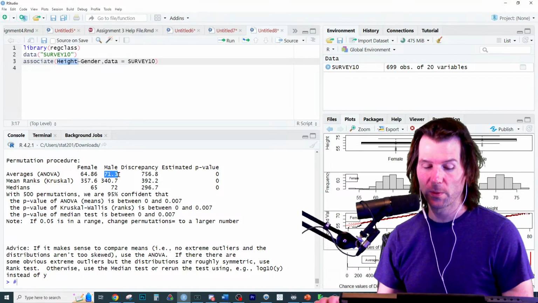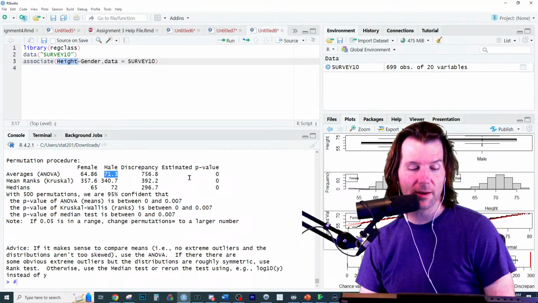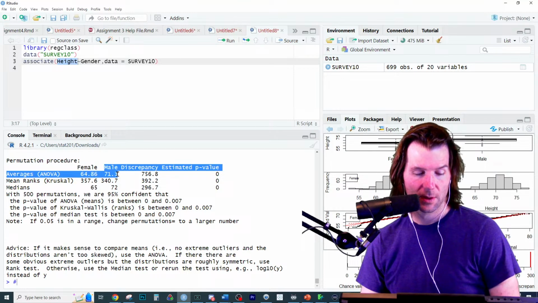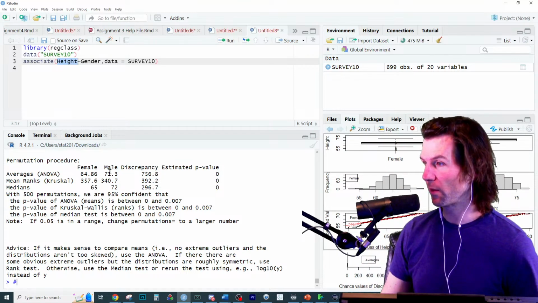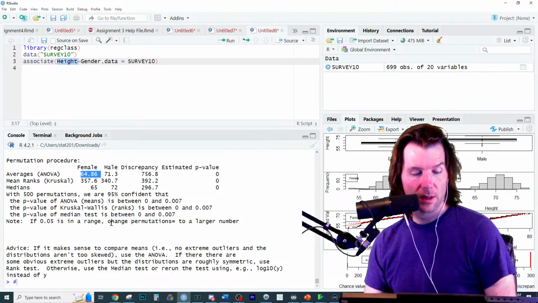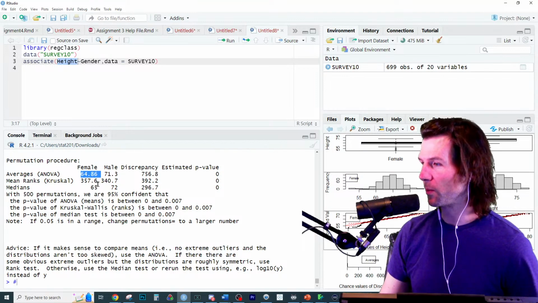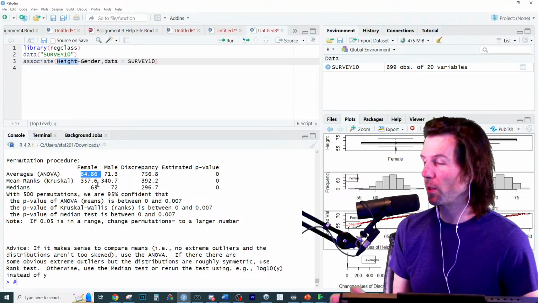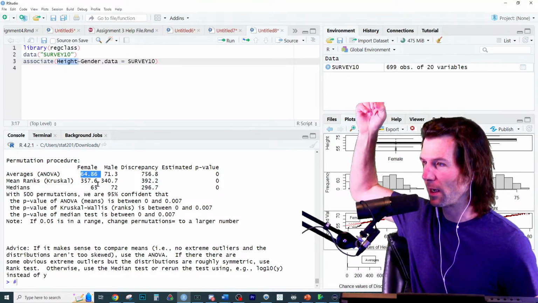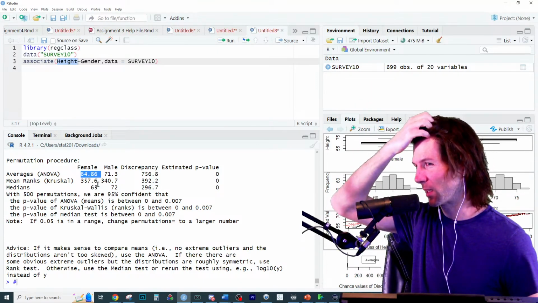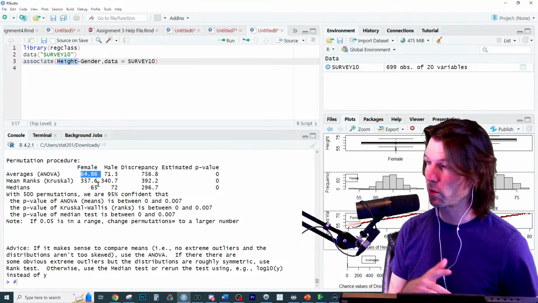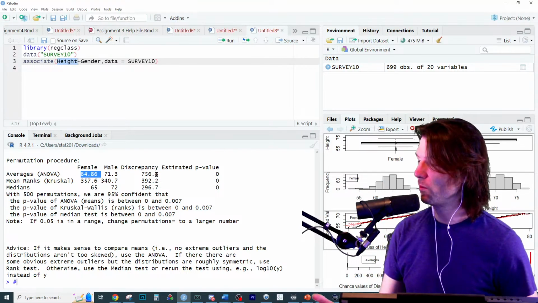That 71.3 is the average. See how it's on average for males. So that's the average height of a male from this survey data. 64.86 is the average height of females. The medians is also kind of important. We don't use mean ranks that much. Ranks is when you put the shortest person as 1 and the tallest person as, if there's like 699, the tallest person would have a rank of 699. So we're looking at the average rank, like if you ranked everybody from shortest to tallest. We don't really do much with that.